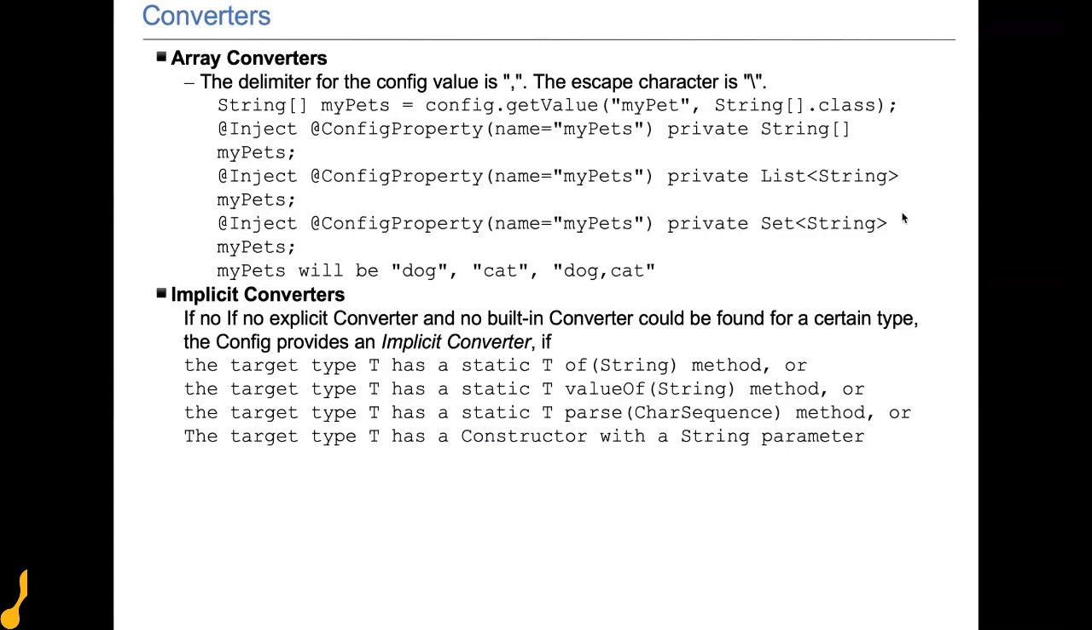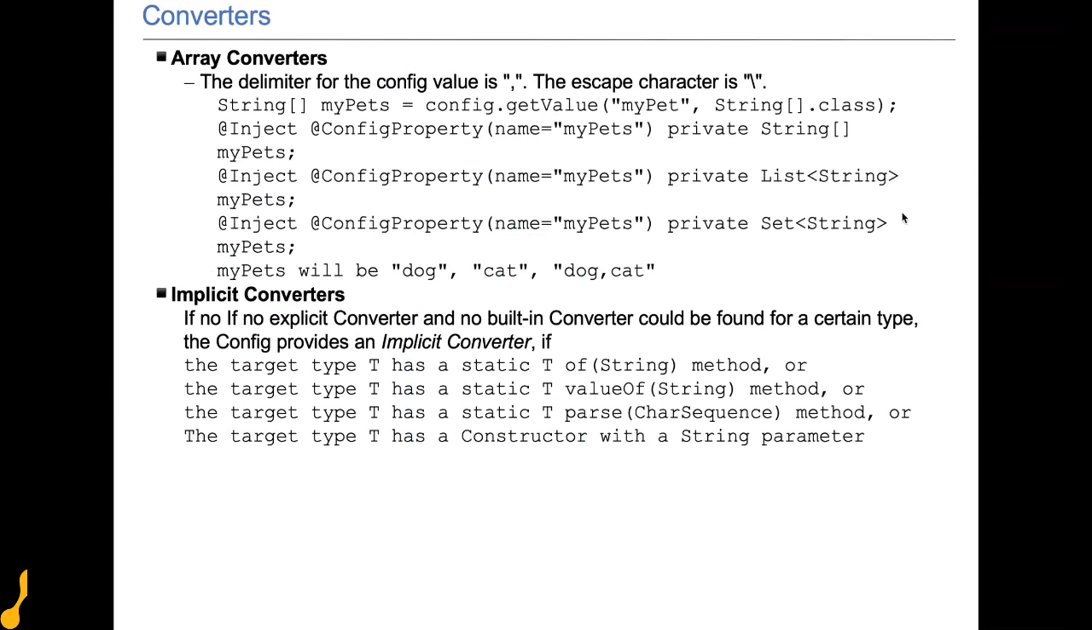Earlier I talked about how you can convert a list of things in a comma-separated string into an array, a list, or a set. This is because we provide an array converter. It is also out-of-box. We have an array converter available to you so that you don't need to do anything. If your config property contains commas, you can directly convert it into an array.